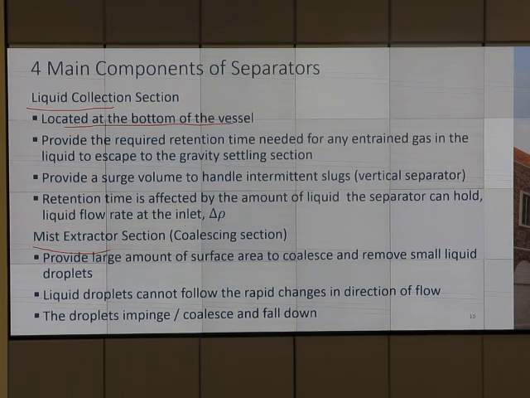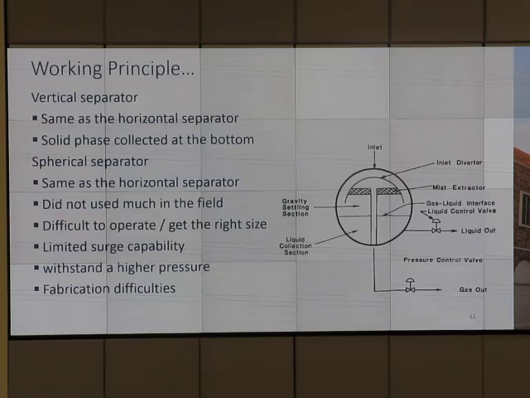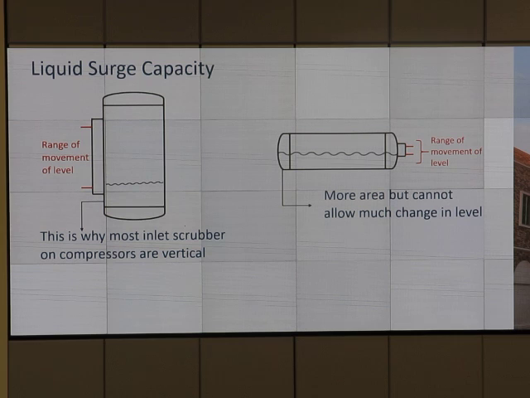So the liquid collection section can provide a surge volume to handle intermittent slugs. Horizontal separator can handle slugs a little bit, but not as well as the vertical separator. What is the surge? Let's take a look at this. Okay, let's say we have a pocket of liquid, high quantity, come at one time. What happens in the vertical separator is the liquid level goes up, right? A little bit. And it is fine, no problem.